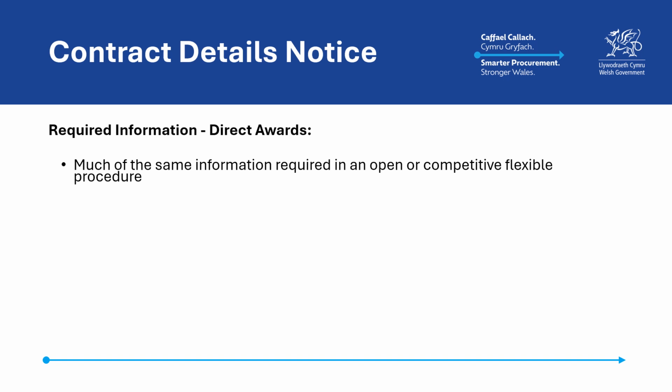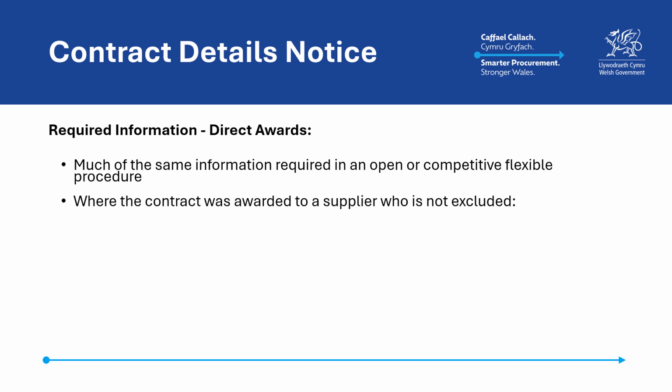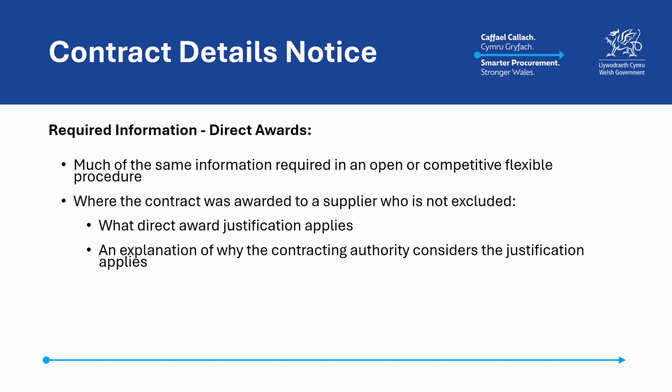However, some additional information is required when directly awarding a public contract, such as where the contract was awarded to a supplier who is not an excluded supplier, the authority will need to state which of the available direct award justifications listed in Schedule 5 of the Act applies, and provide an explanation of why the contracting authority considers that the justification applies in this case.